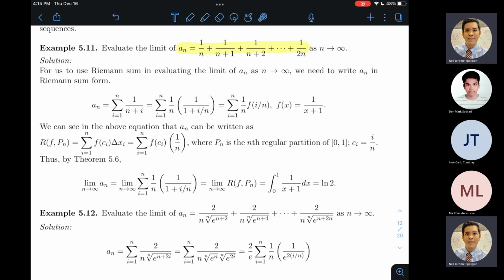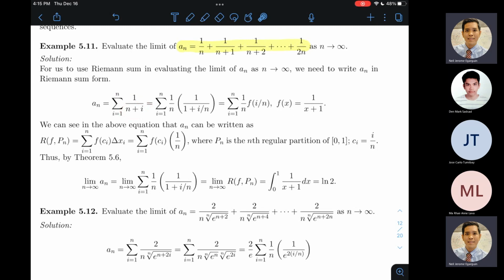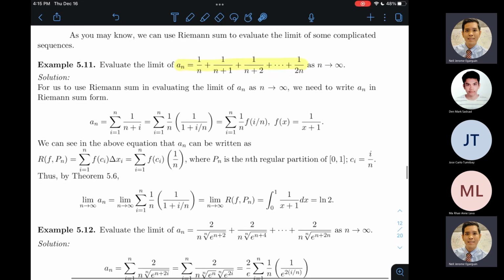In sigma notation, a sub n can be written this way, right? Actually, burahin natin to, sorry. Yan, isa sa mga typos na hindi ko pala na-correct. A sub n should just be 1 over n plus 1 plus 1 over n plus 2 until 1 over 2n. Para maging totoo itong formula na ito. So kailangan ko siyang i-correct mamaya ulit dun sa final version ng lecture notes.